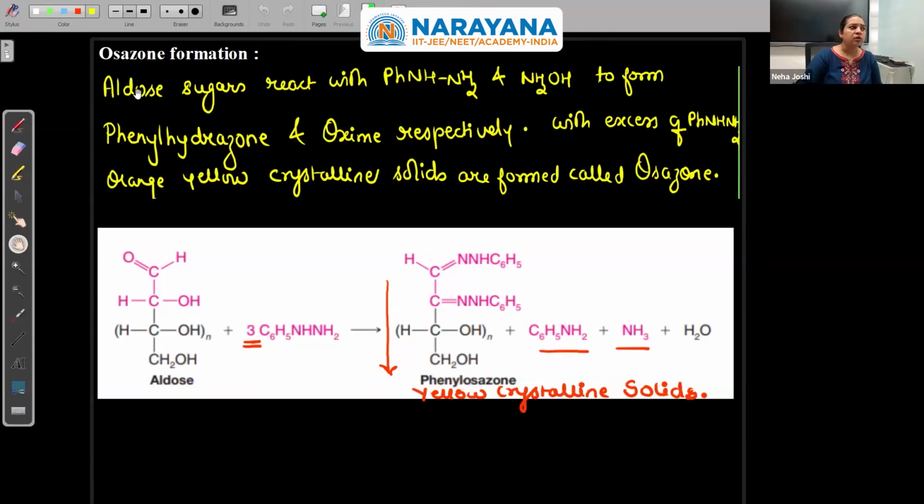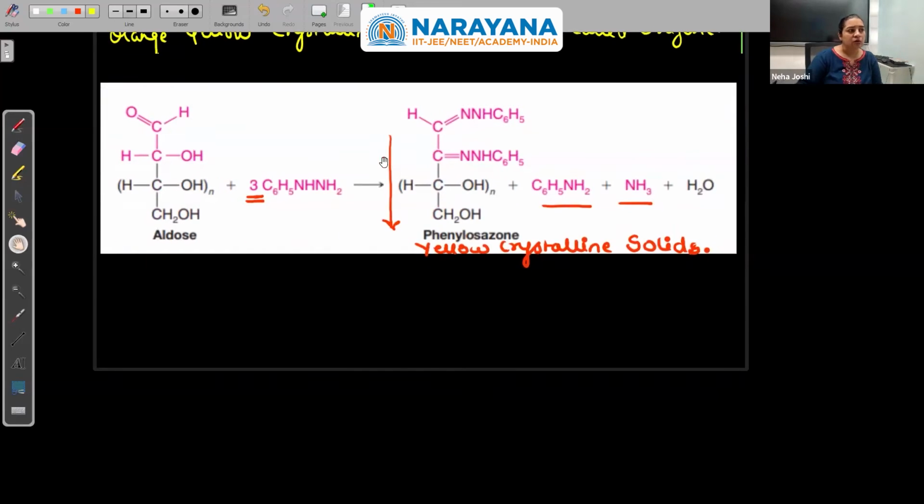Now, osazone formation: aldose sugars react with PhNHNH2 and NH2OH to form phenylhydrazone and oxime respectively. With excess of PhNHNH2, orange-yellow crystalline solids are formed, and these are called osazones. And this is not just for aldoses, this will be given by ketoses also. It is not about aldose or ketose, both types give it.